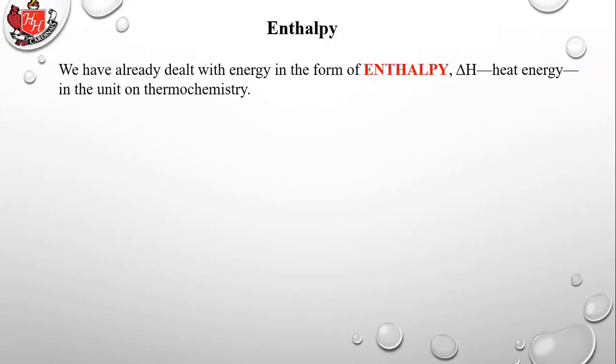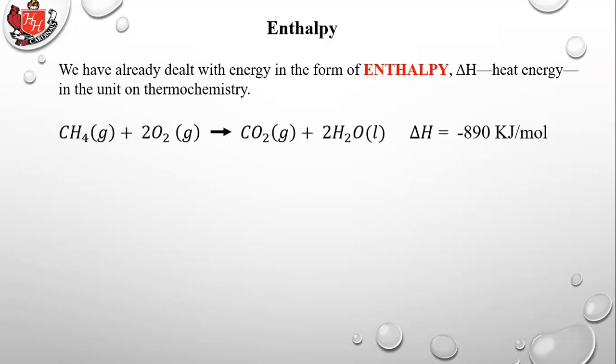So we've already dealt with the energy in the form of enthalpy, delta H, and that's heat energy going into or out of a chemical reaction. So here, for example, we have the combustion reaction of methane. So you put methane with oxygen, you light a match, and it burns and it produces carbon dioxide and water. And what it also produces is heat coming out. We know that that's going to create warmth, heat. So the delta H of that reaction is negative 890 kilojoules per mole of heat, or enthalpy, will come out of the reaction when you burn methane.